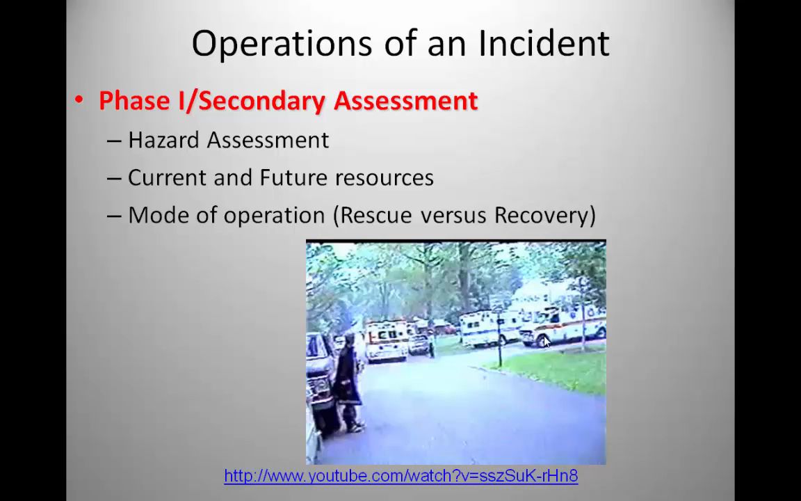Secondary assessment. So everything we've talked about before was the primary assessment of phase 1. Now we're on secondary assessment. We're going to talk about the hazard assessment, the scene size-up, the current and future resources that we need, and mode of operation, rescue versus recovery. We're going to show a video, a 2-3 minute video.